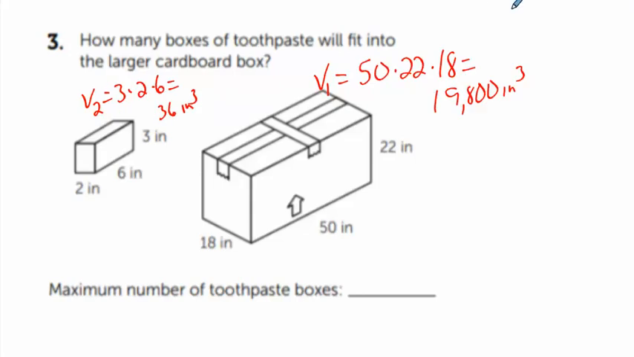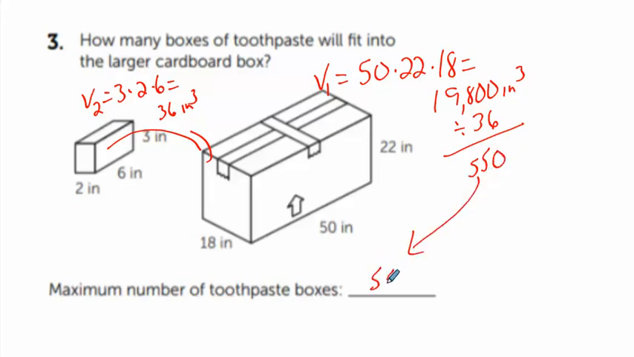All right, check your volumes. All right, so now if I want to know how many of these will fit inside, I'm simply going to take the big box and then I'm going to divide it by the volume of this one. So divided by 36, it comes up to be 550. So I would be able to put 550 inside of there.